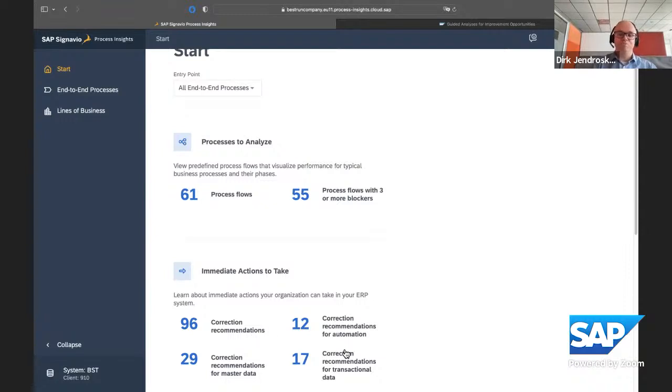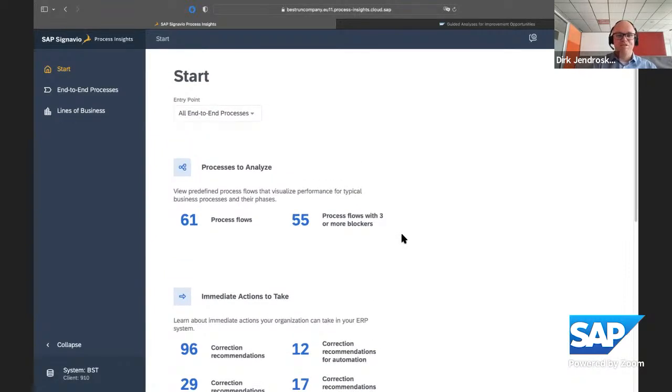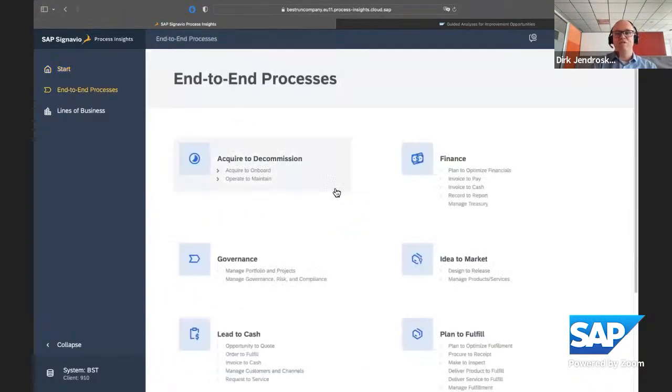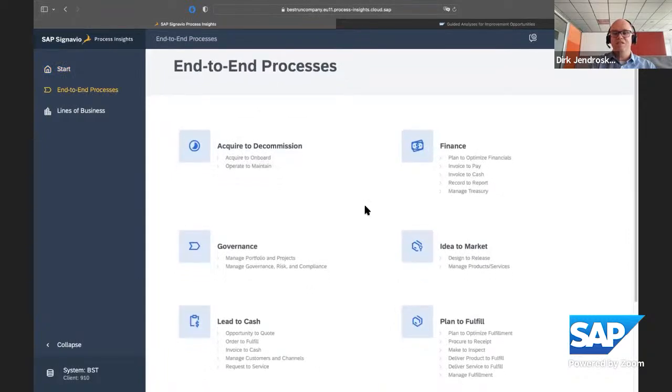Some of them are in the automation space, some of them are in the transactional data space, some of them are in the master data space. So this is the bypass. If you're in a hurry and don't want to do a thorough analysis, it's a great idea to look here first, because here you can start improving right away. But Timo from procurement has a very specific idea in his mind, and this is why he's not interested in immediate action, but first he likes to understand the problem a bit better. For that, he's going to the end-to-end processes, and here you get another idea about the things that we cover.